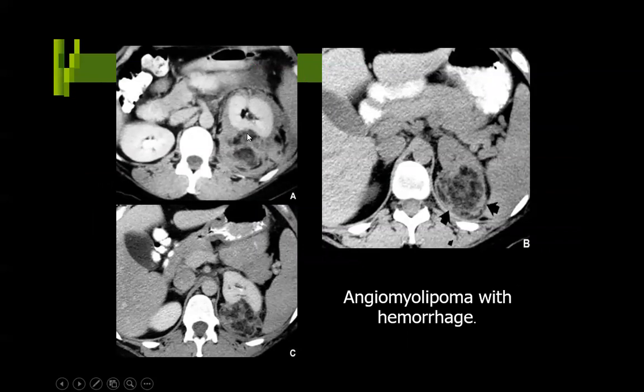A few more examples of angiomyolipoma. You see that there is fat. Why do we say fat? Because if you compare it to the subcutaneous fat, it is the same density. If you measure the Hounsfield units there, it will be negative. Again, a fatty lesion, black.